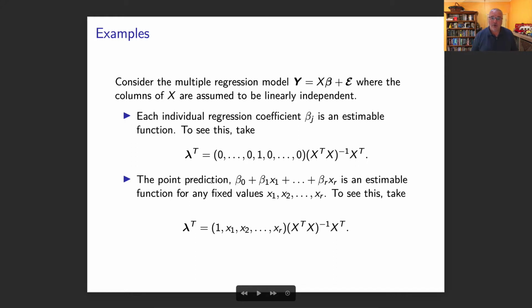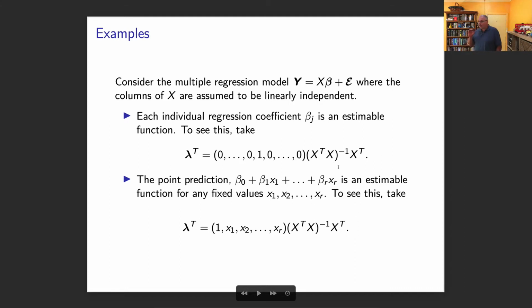Let's say I want to do a point prediction. So I want beta 0 plus beta 1 x1 plus dot dot dot plus beta r xr. So I know the true model, and I want to put in some values of my predictors and get a value of y out. Well, again, that's an estimable function. My vector now would be 1, x1, x2 up to xr, times x transpose x to the minus 1 x transpose. If I multiply that by x beta, I would get this out.